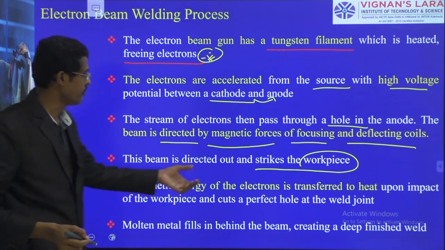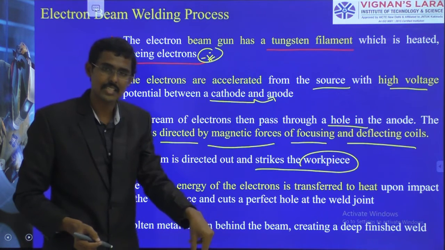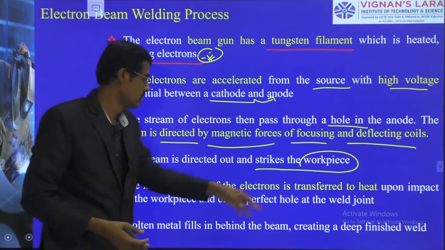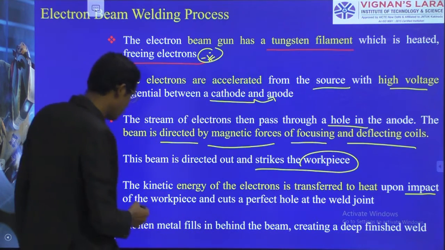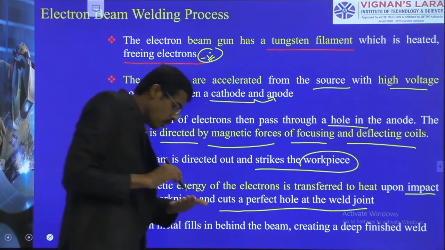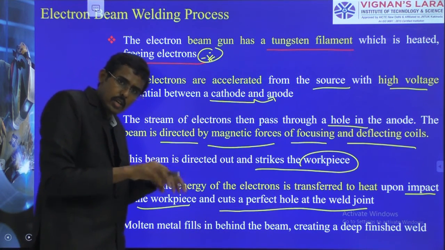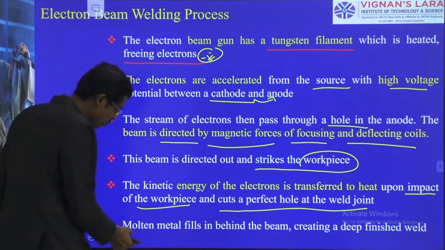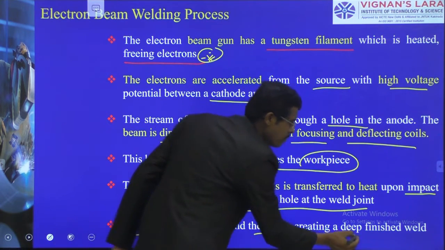The kinetic energy of the electron is transferred to heat. When the kinetic energy comes with a high velocity, it automatically generates heat because it is impinging on those regions. Heat upon impact of the workpieces cuts the perfect hole for the weld joint. Accordingly, when it is solidifying, the other fine surfaces come down and are welded. Molten metal fills in behind the beam, creating deep finishing welds.